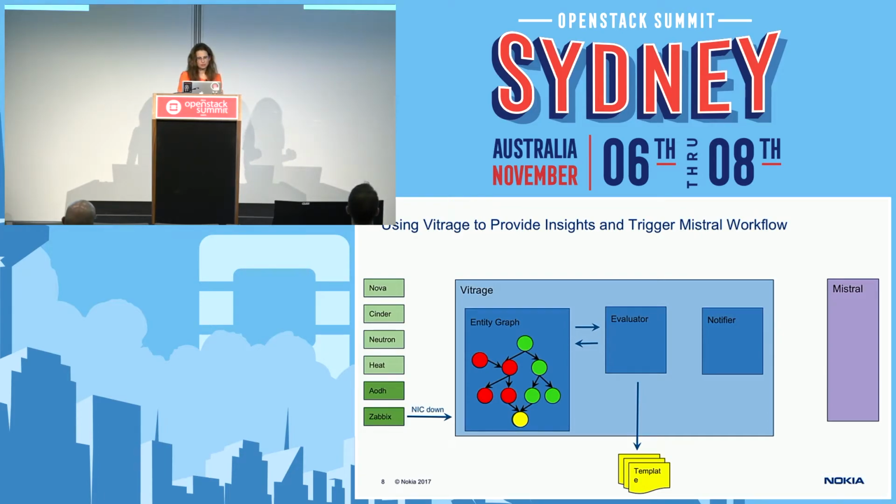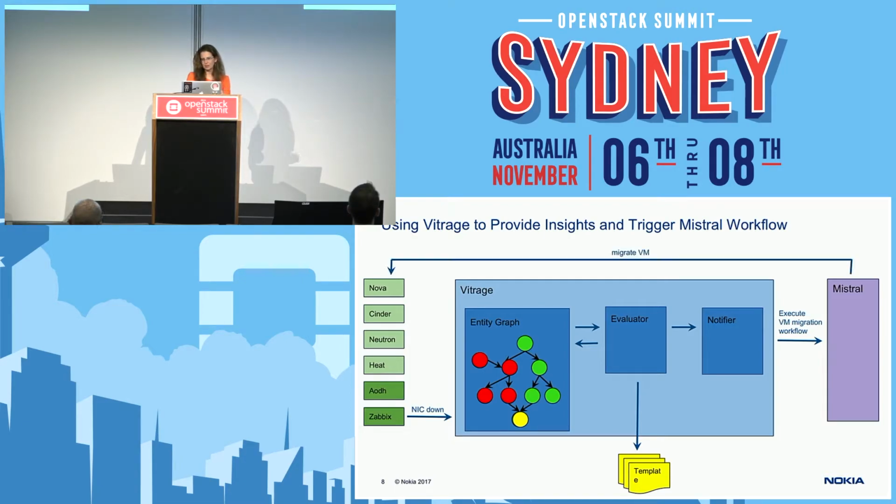Then the evaluator, once again, checked for matching templates. There was a template that says that if there is a heat stack where one of its instances is down, there is a need to notify Mistral. This was done by the Vitrage notifier. It asked Mistral to execute the workflow. The parameters of the workflow are defined in the template. And Mistral asked Nova to migrate the VM. Nova updated Vitrage, and Vitrage updated the graph.